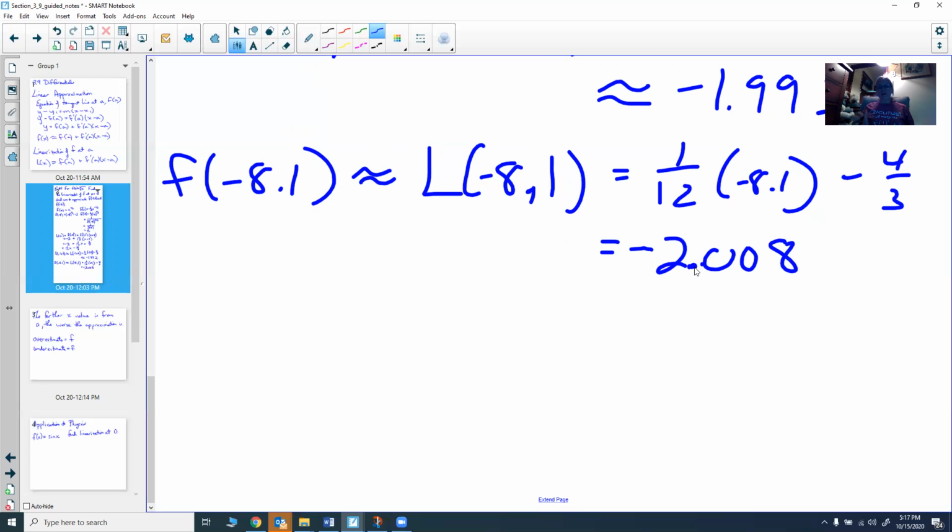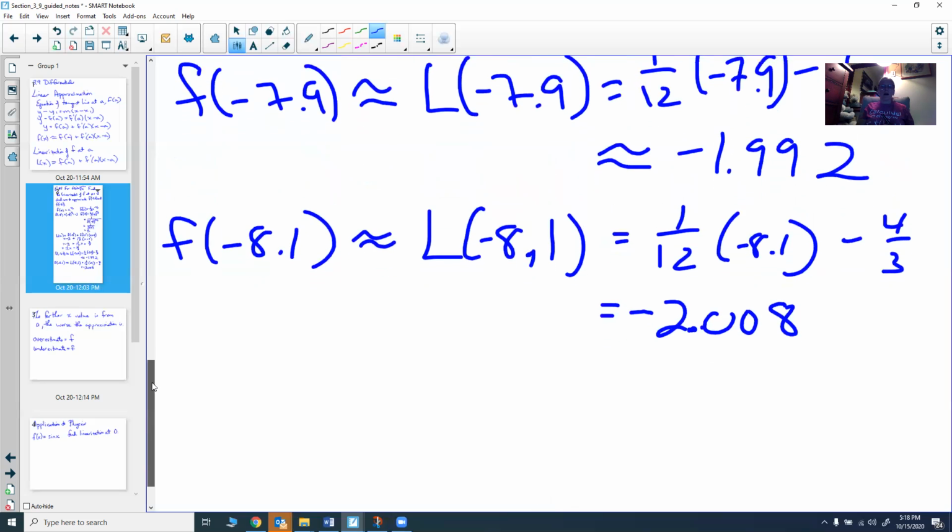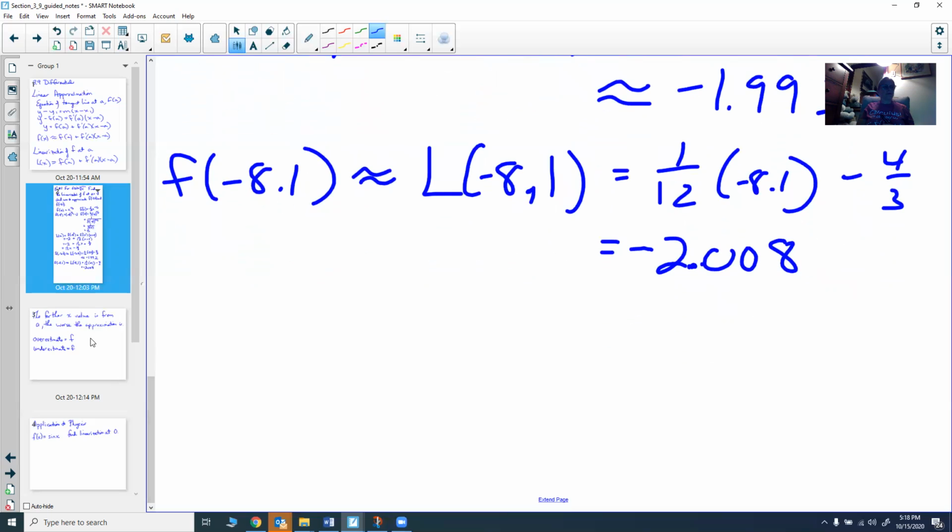These are approximately close to what it is. Remember, f of negative 8 is negative 2. So these should be close to negative 2, and they are. Both of them were very close to negative 2. And so we have that.